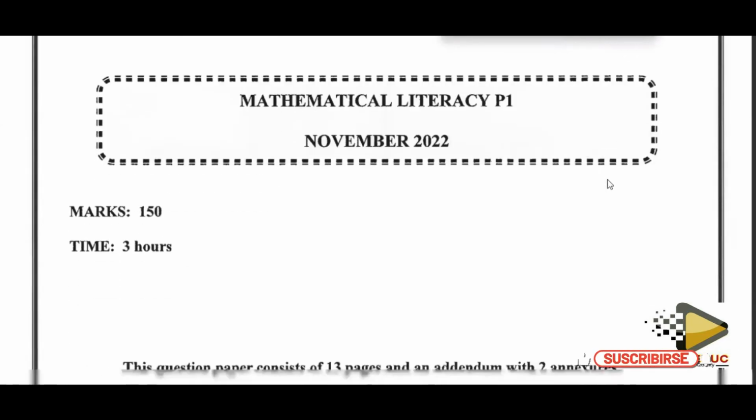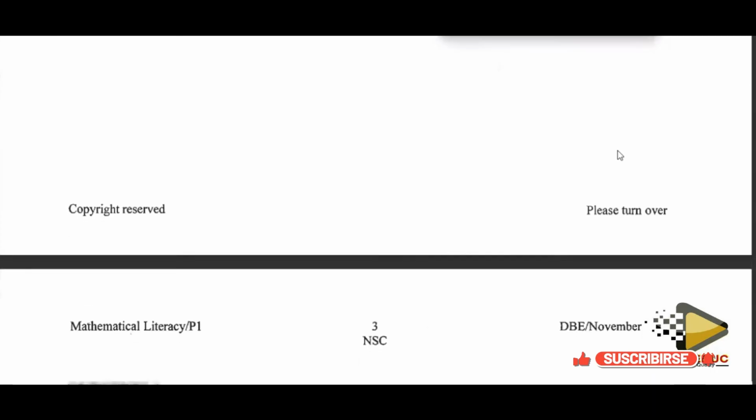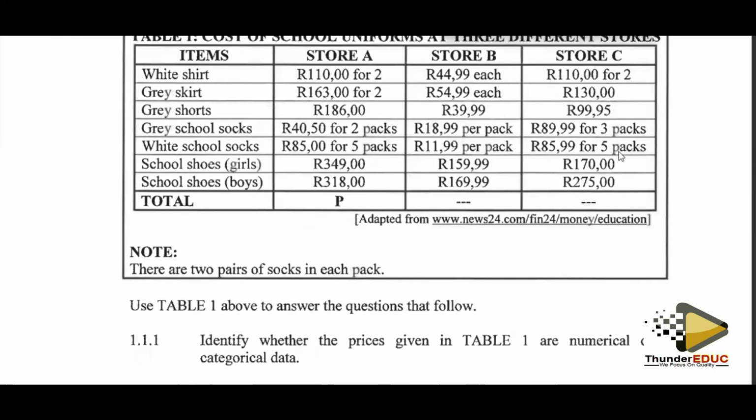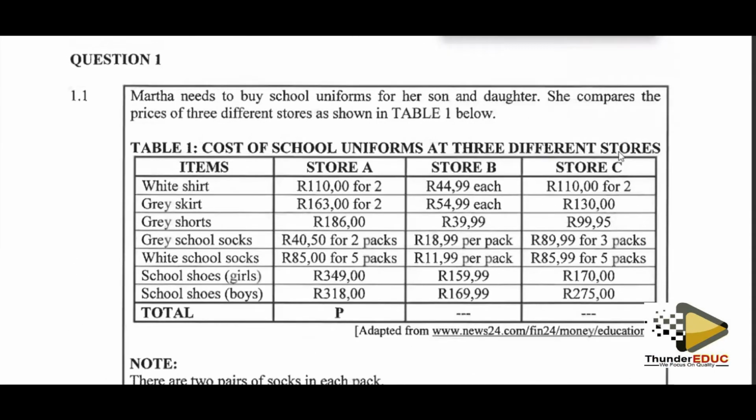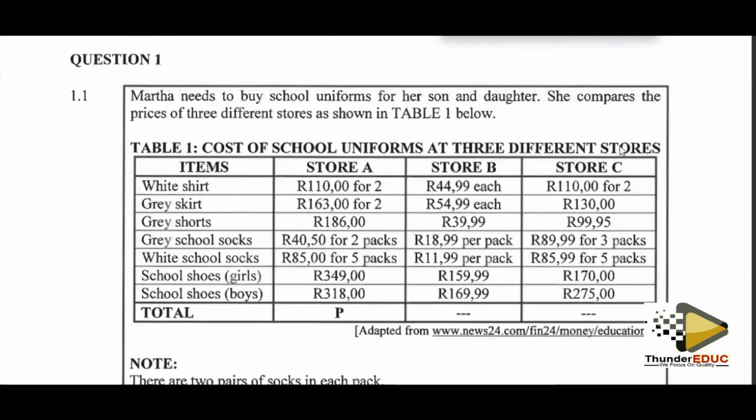2022 November. Please read the instructions as you open your question paper and go straight to the solutions for question number 1. Question number 1: mother needs to buy school uniforms for her son and daughter. She compares the prices of 3 different stores as shown in Table 1 below.